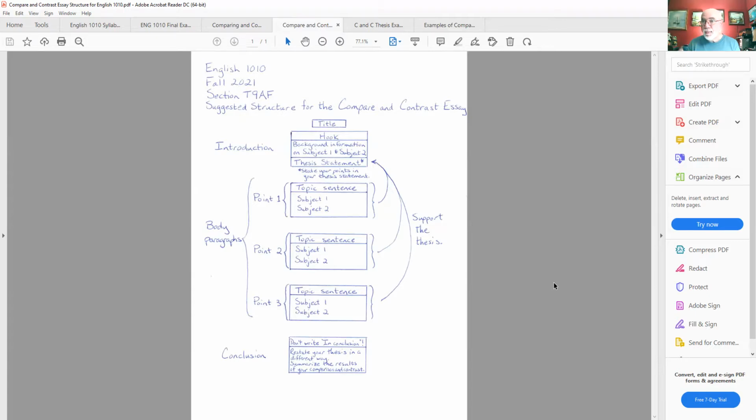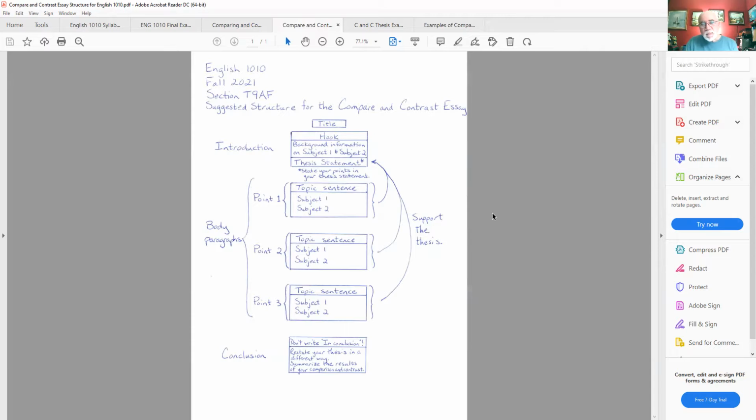Now, the final is worth 20% of your final grade. It's the biggest chunk of your final grade of anything you've done. And it is a compare and contrast essay. So you had practice at that. Even the argumentative essay at least had elements of compare and contrast anyway. So you had some practice with this, and you're going to get more when you do this final.